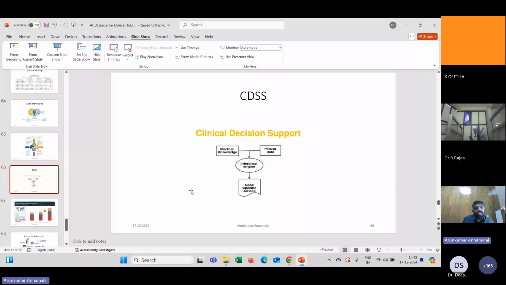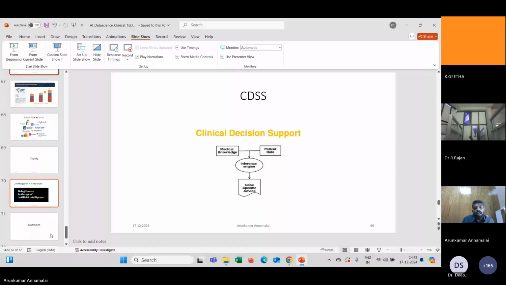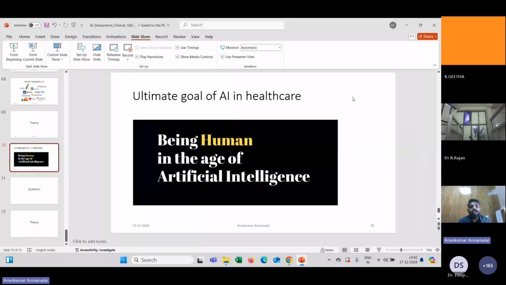And finally, I would like to conclude with this. The ultimate goal of AI in healthcare is how we are going to be human in the age of artificial intelligence. And questions, I'm open for questions now.